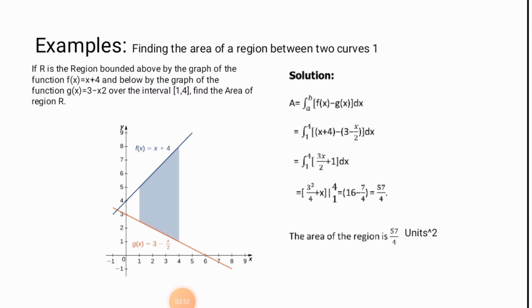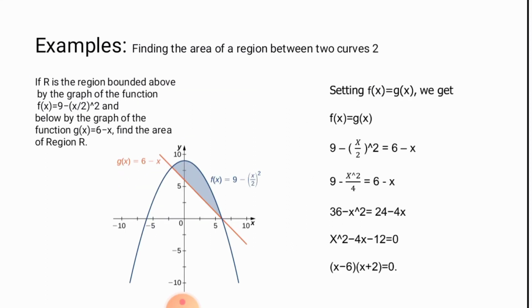Then x plus 4, which is f of x, minus g of x, which is 3 minus x over 2, dx. Then the integral from 1 to 4 of x over 2 plus 1 dx. Then we come up with x squared over 4 plus x evaluated from 1 to 4, which is 16 minus 7 over 4, equals 57 over 4. So the area of the region is 57 over 4 units squared.